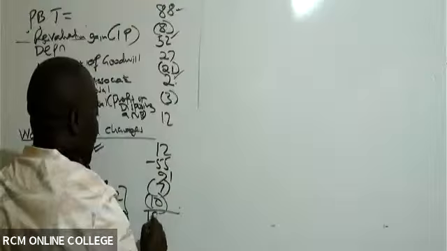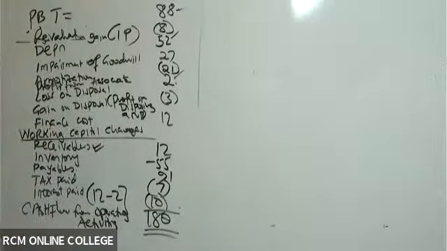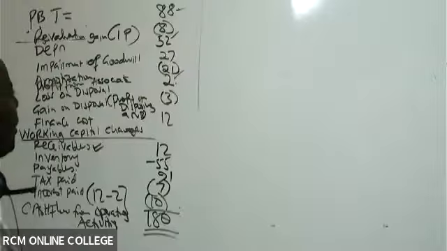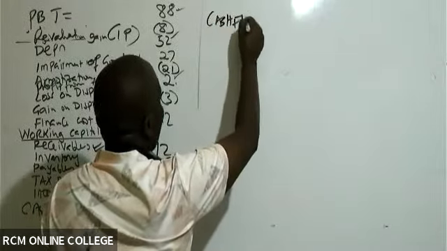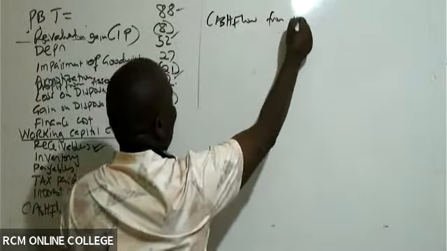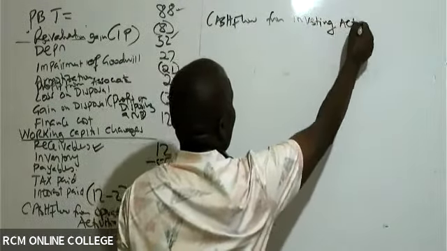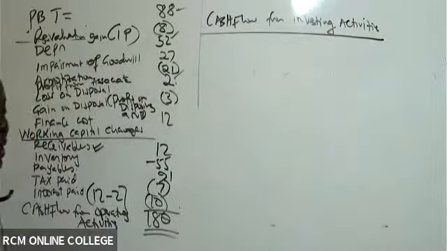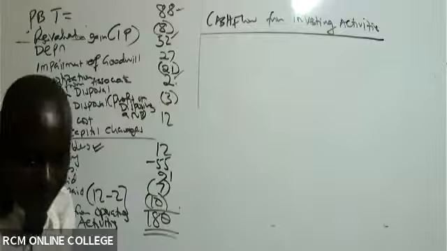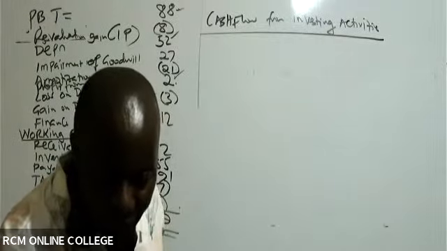Vincent is giving me a figure of 180. And then now we can go to investing activities. So we have here cash flow from investing activities. Please, okay, sorry, let me just read this.